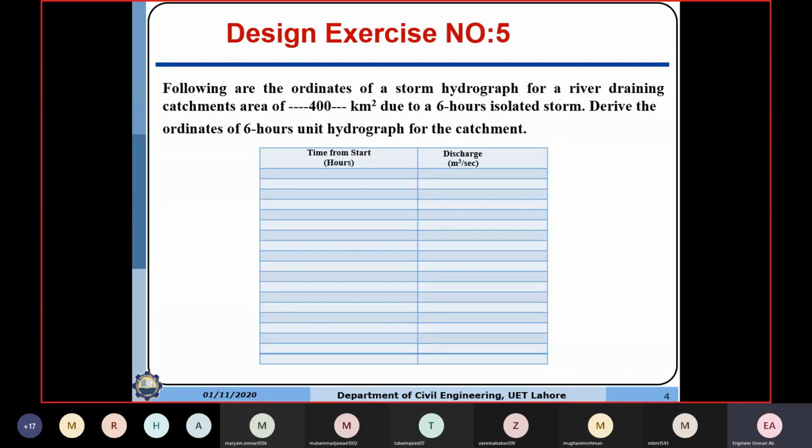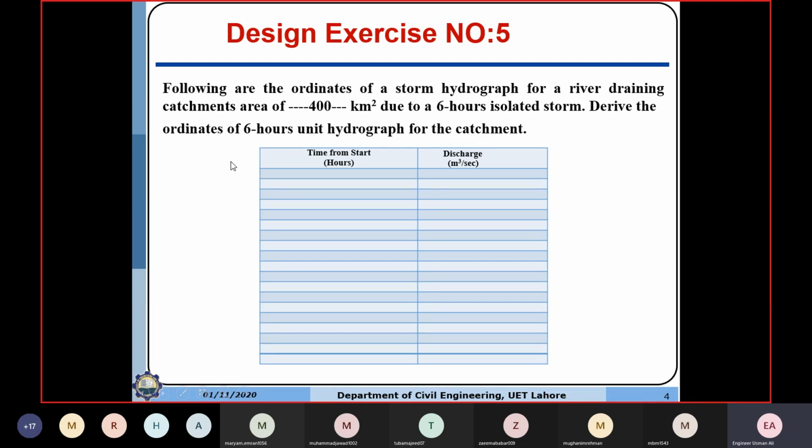So following are the ordinates. Ordinate means discharge value of a storm hydrograph. Storm hydrograph means hydrograph resulting from an isolated rainstorm. For a river draining a catchment area of 400 square kilometer, तो ये 400 स्क्वायर किलोमीटर कैचमेंट एरिया जिस पे बारिश हुई, आइसोलेटेड एक रेन स्टॉर्म आया, जिसकी वजह से एक हाइड्रोग्राफ जनरेट हुआ, that is storm hydrograph. Due to 6 hour isolated storm or rainfall event, derive the ordinates of 6 hour unit hydrograph for the catchment.